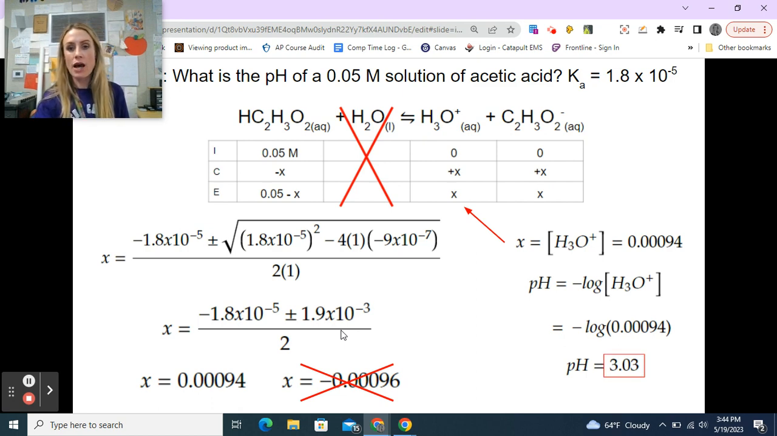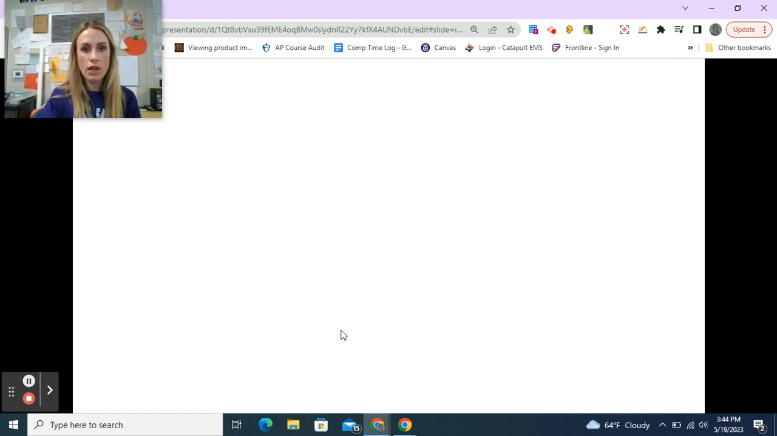All right. So you already know how to do this, right? You already know ice tables. You learned about pH calculations the other day. So now we're just putting all of that together. And this obviously is an acidic solution because it is a solution of acetic acid. So let's do one more example.